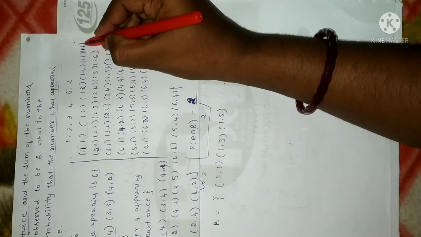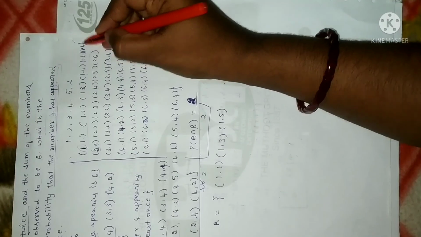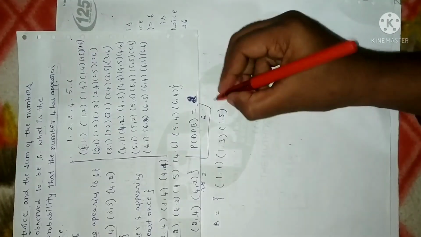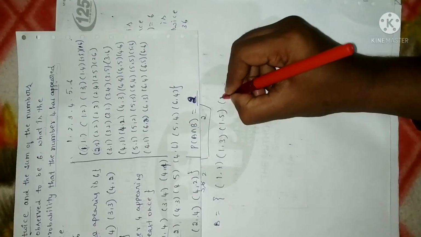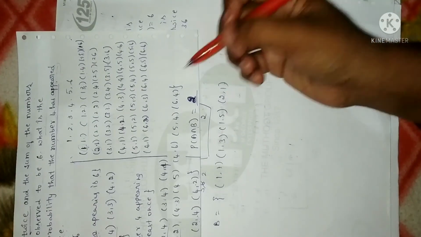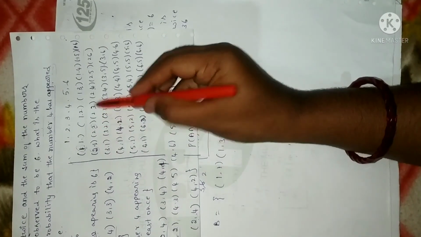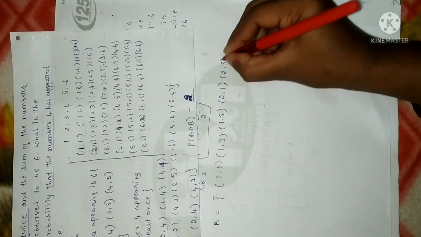Why? Because you have to look at the second throw. The second throw should be an odd number. Again 2, 1. So 1 is in the second place, you have to write 2, 1. Clear? Next 2, 2: 2 cannot be an odd number. Again 2, 3: yes, it is an odd number in the second throw.